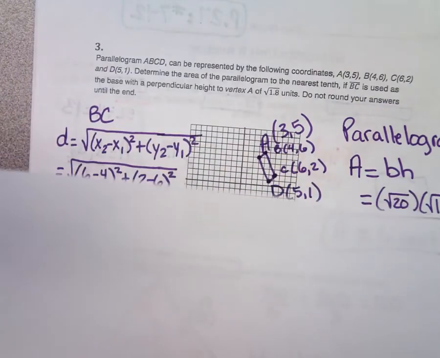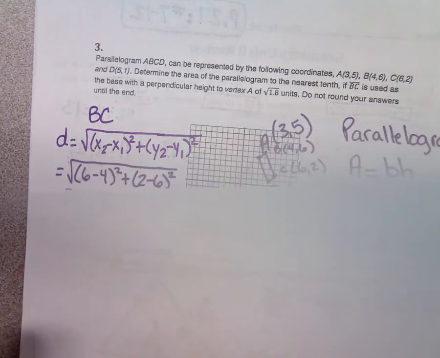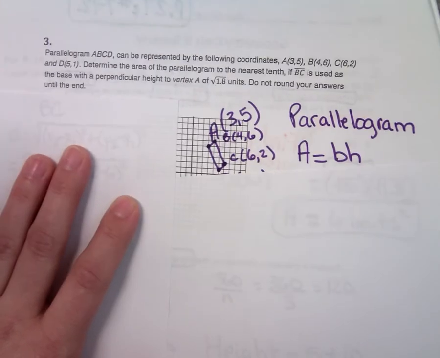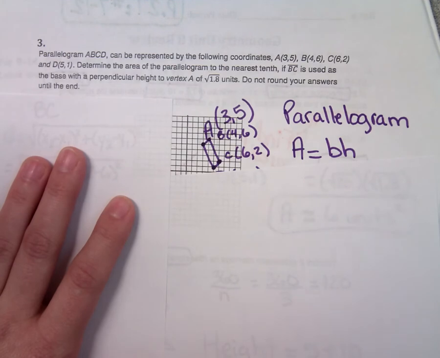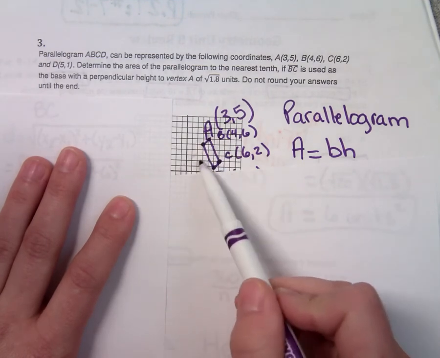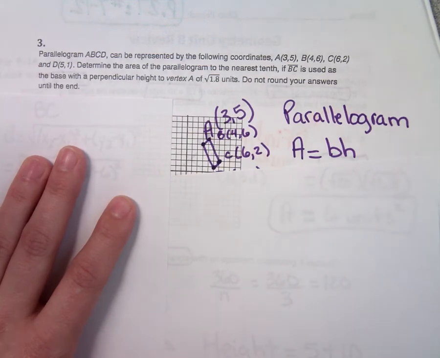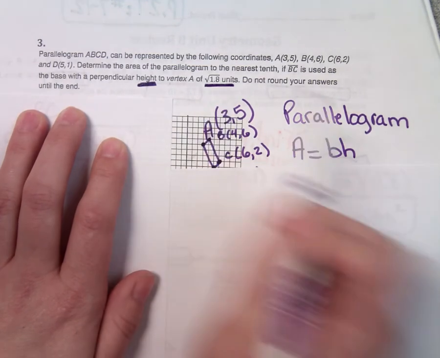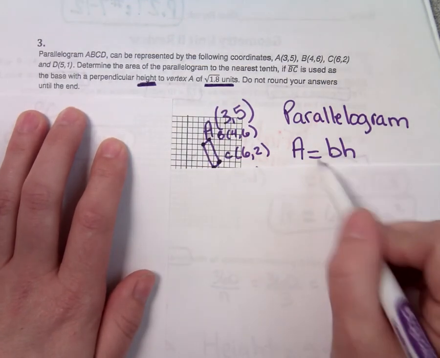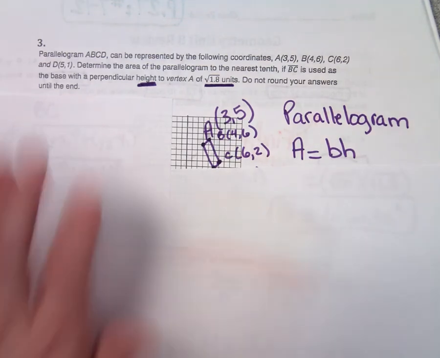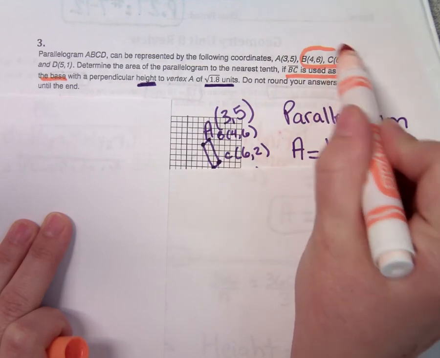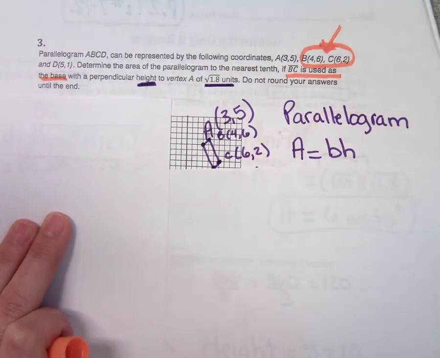Number 3. This one was a little involved. I was given 4 points to plot. Once I plotted those points, I could tell that I had a parallelogram because these 2 sides are parallel and those 2 sides are parallel. I know that area of a parallelogram is base times height, and they already gave me the height. I know that the height is the square root of 1.8, so all I have to figure out is the base. And they tell you that BC is going to be used as the base, and so if you want to know the length of BC, then you have to use the distance formula between those 2 points.